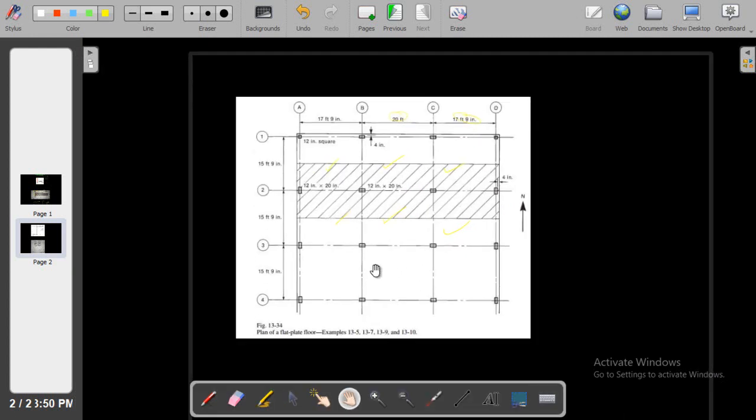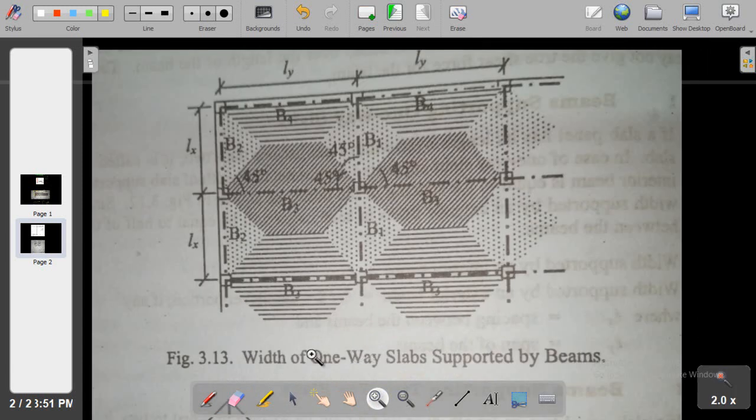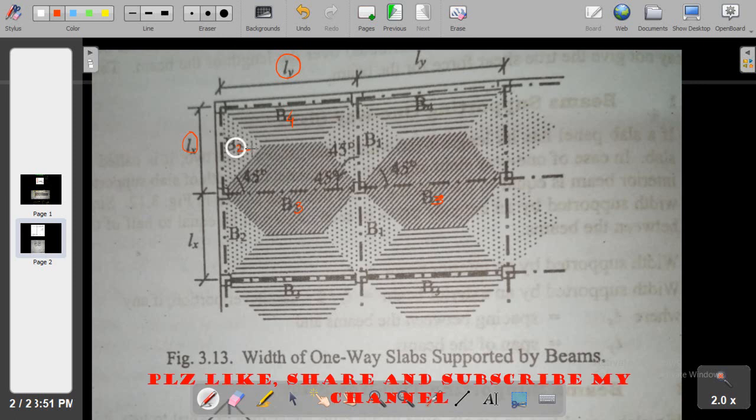Now in this case, if you want to calculate the tributary area, here we have 4 cases. So here is my example. Here you can see Ly. So Ly is my longer span and Lx my shorter span. And here you can see we have B2 beam, we have B4 beam. This is my B4, this is my B1, this is my B4, this is B3 beam, this is also B3 beam, and here is my B2 beam.